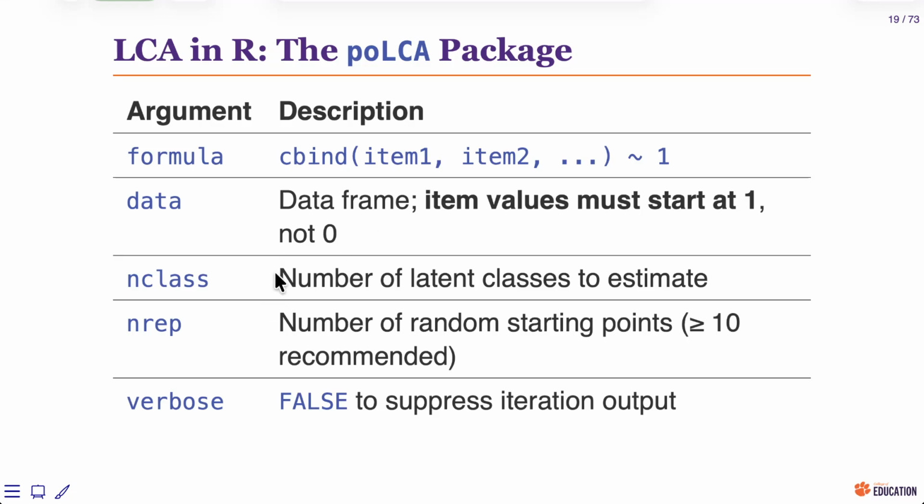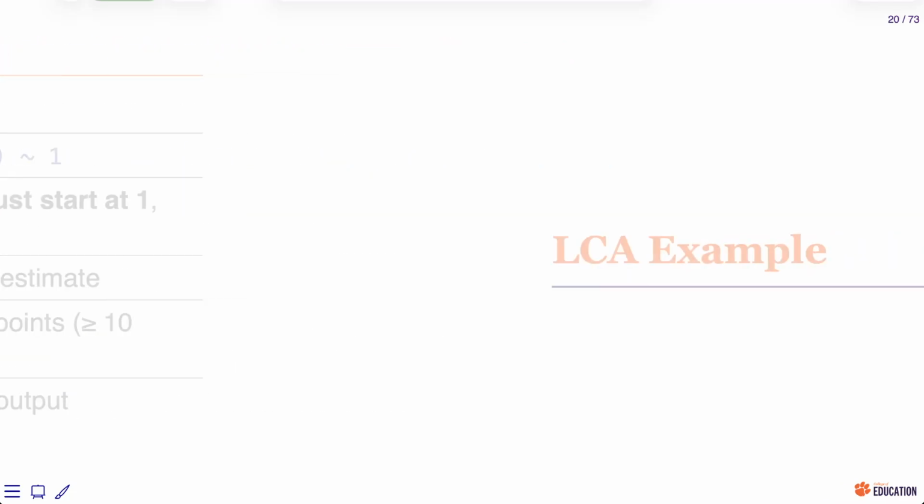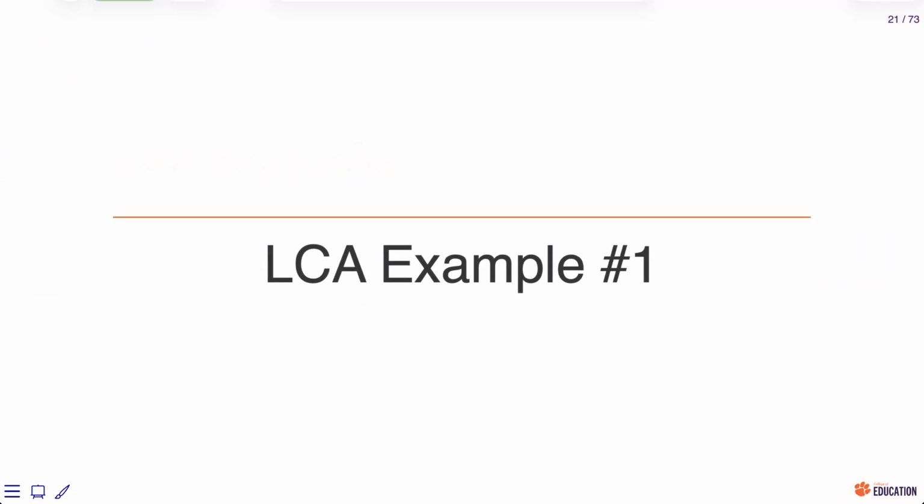We tell it the number of latent classes to estimate, and we also give it the number of random starting points. Remember, we have to start this algorithm multiple times to try to figure out what the most likely solution happens to be. And if we want to keep things not verbose, we just turn the verbose option to false. So let's get into an example.